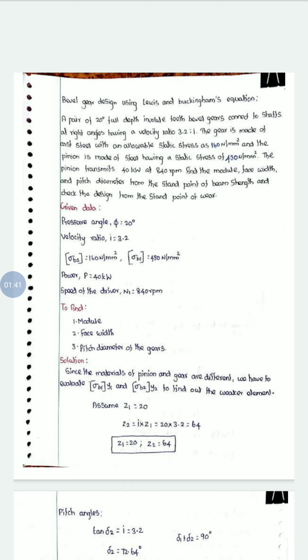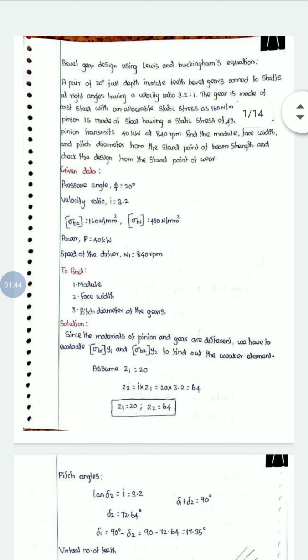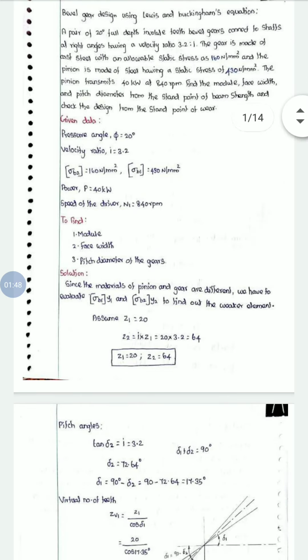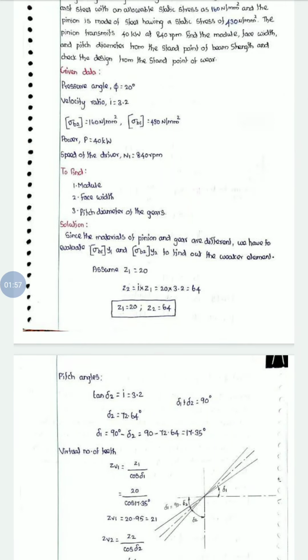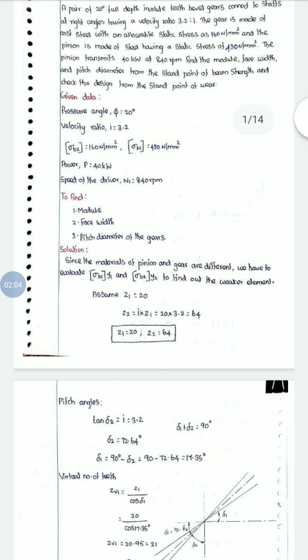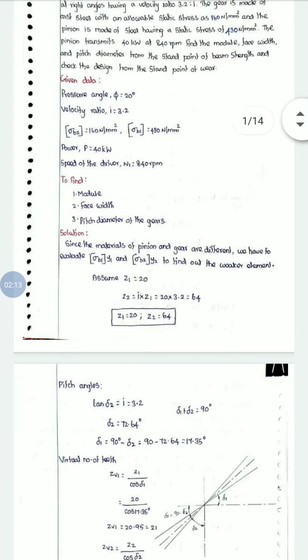In some questions they mention that the pinion and the gear are made of the same material. If they mention this, we can say the pinion is the weaker material, hence we go for the design of the pinion. But in this case there are two different materials for the pinion and the gear. So we have to find out which one is the weaker material. The formulas are sigma b y1 and sigma b y2. By calculating these we can find which is the weaker material.